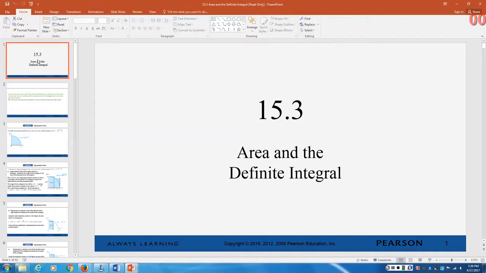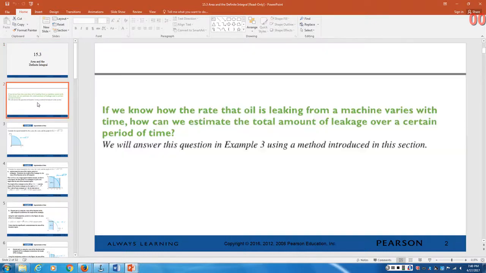15.3 is about area and something called the definite integral. And the relationship will become more apparent when we go into the explanation of what a definite integral is. Because we've been doing indefinite integrals, meaning we had to have the constant of integration added on to the end. And the only way we could figure out what that constant was is if they gave us some information that allowed us to plug in and find the value of that constant.